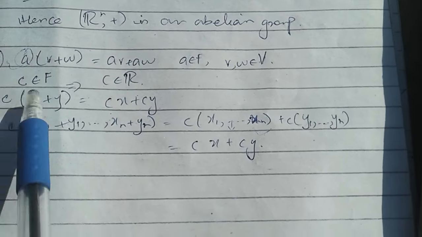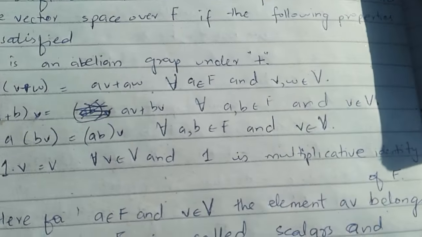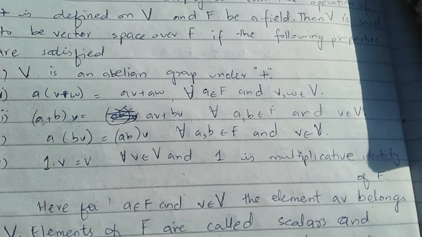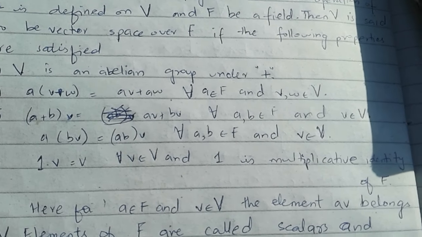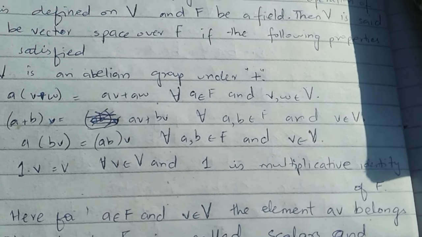We have proved the left distributive law for the given set. Now we have to prove the right distributive law. So the third property is this: (a + b)v equals av plus bv. To prove the right distributive law, we have to take two elements of the field.